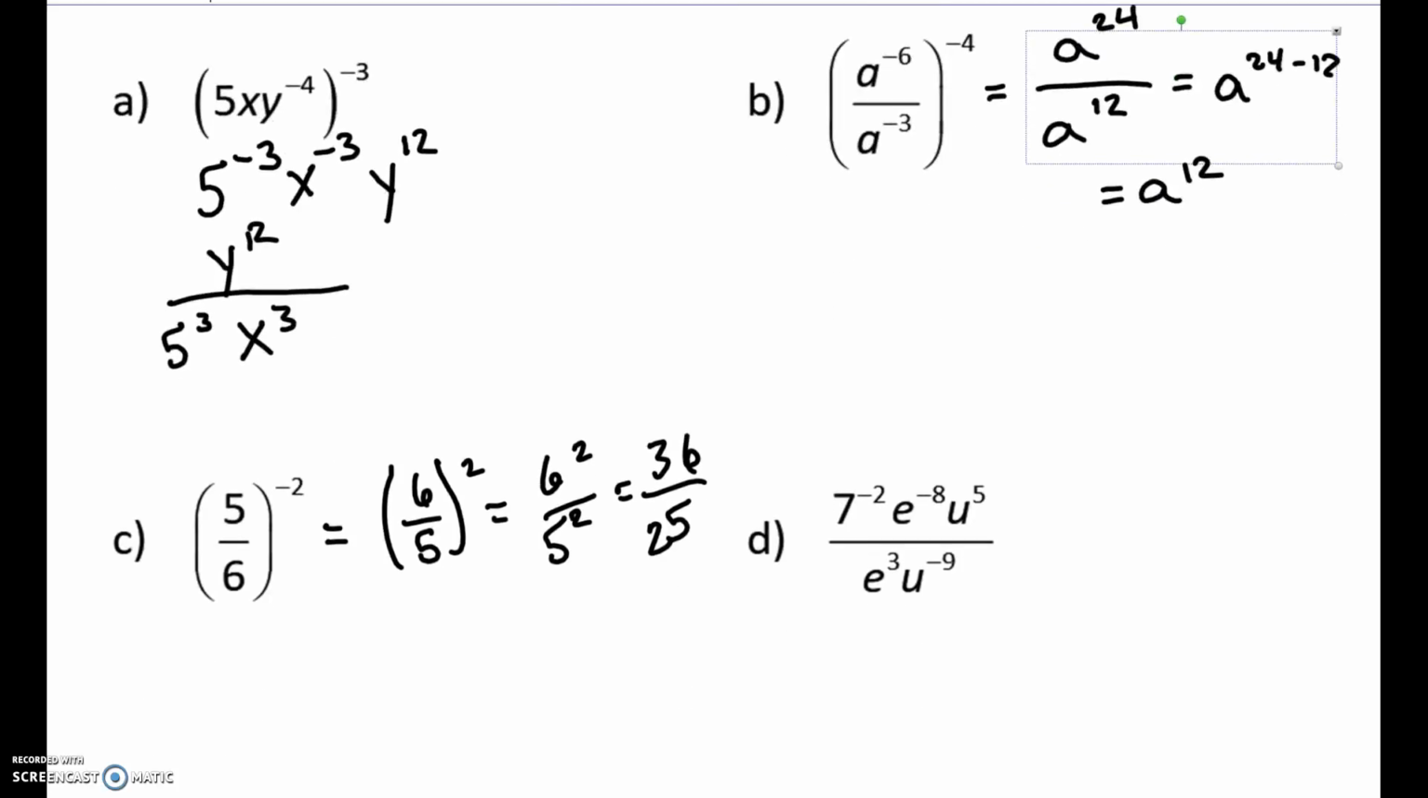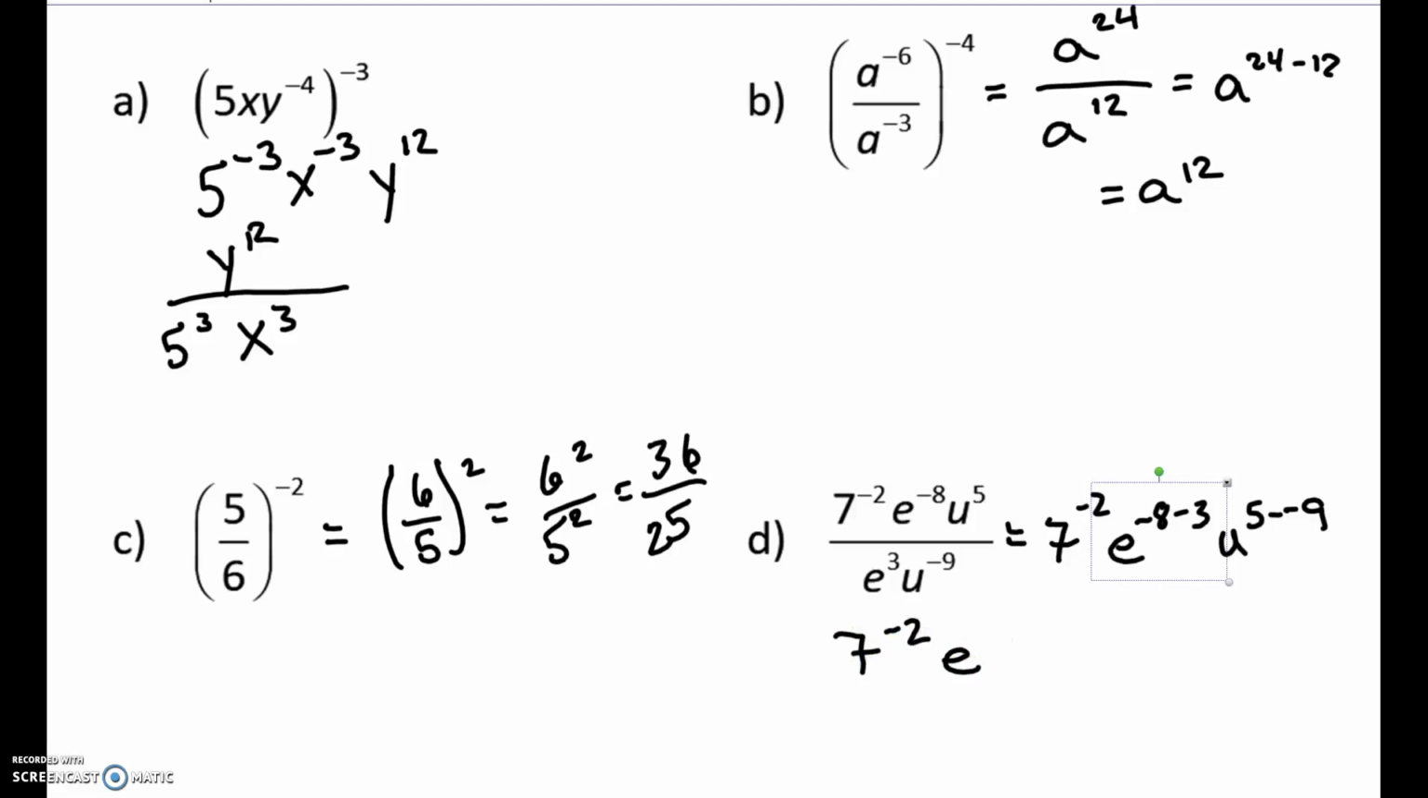This problem here, I think I'm going to start off by combining all my exponents and then rewriting with negatives in my denominator. So this would be the same thing as 7 to the negative 2, e to the negative 8 minus 3, and u to the 5 minus negative 9, which is 7 to the negative 2, e to the negative 11, and then u to the 14th.